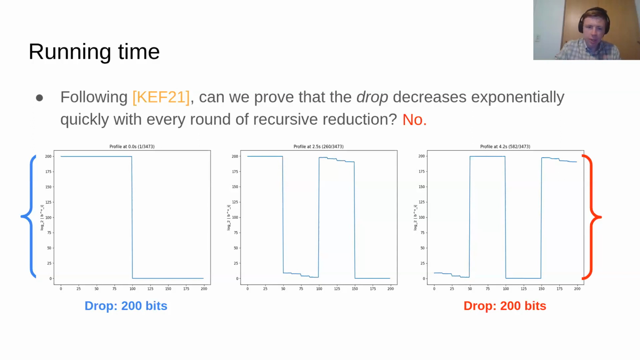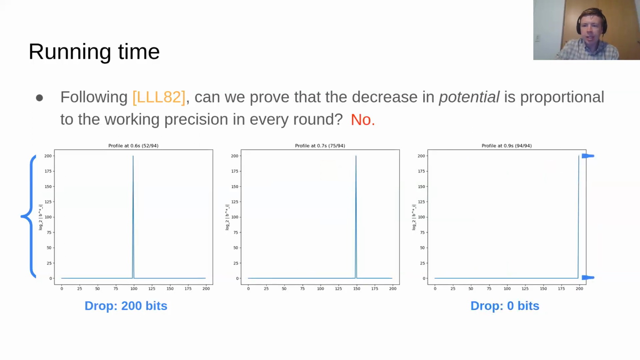If you're familiar with lattice reduction literature, you'll know that the lattice potential is another way to show the running time of these lattice reduction algorithms. So you might ask if the change in potential is somehow proportional to the bits of precision being used and the update cost. And unfortunately, the answer here is also no. So we have a counterexample to this as well. So we can't use the precision as a way to analyze the asymptotic cost, and we can't use the potential as a way to analyze the asymptotic cost.